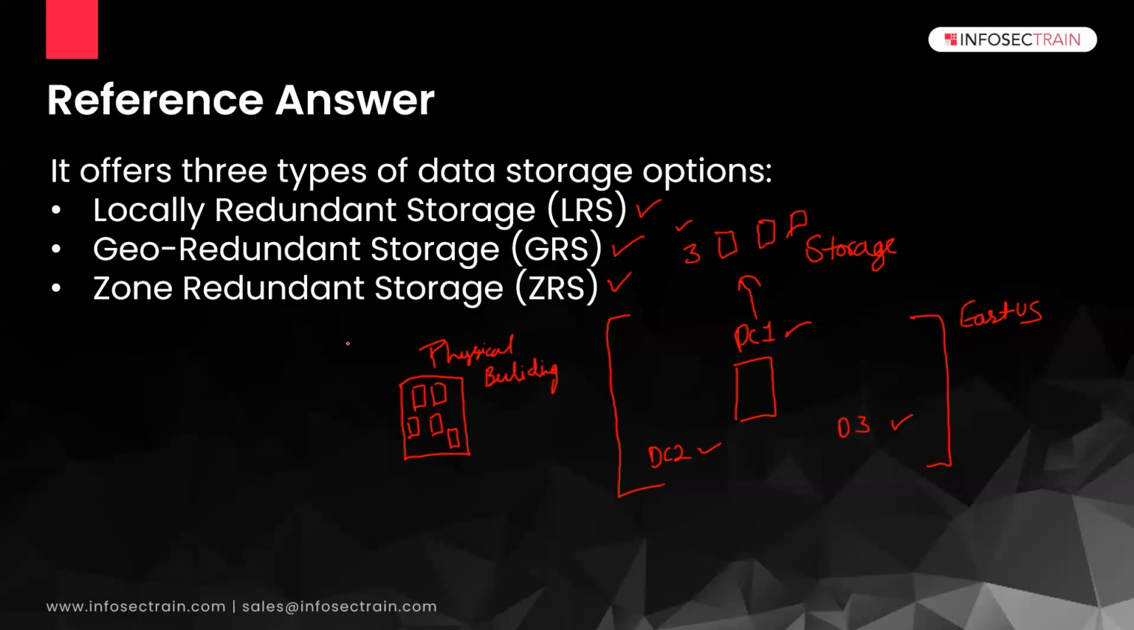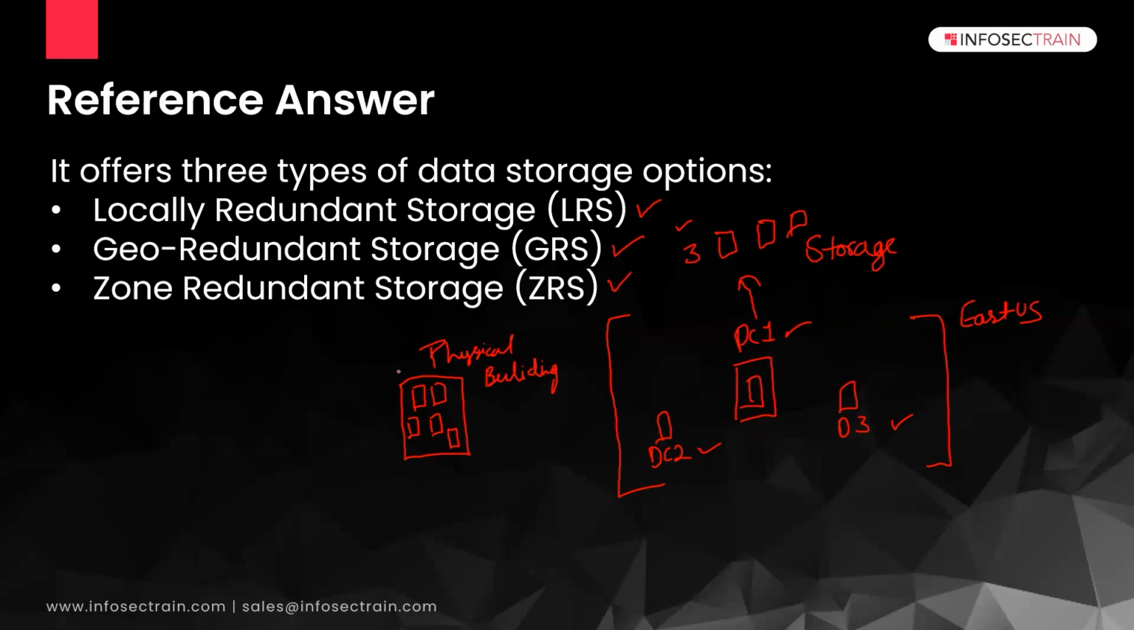Then there is zone redundant, and then geo redundant. When I'm talking about zone redundant, in the same region, in East US, 3 copies will be there: one in data center 1, another in data center 2, and another in data center 3, of your backup.